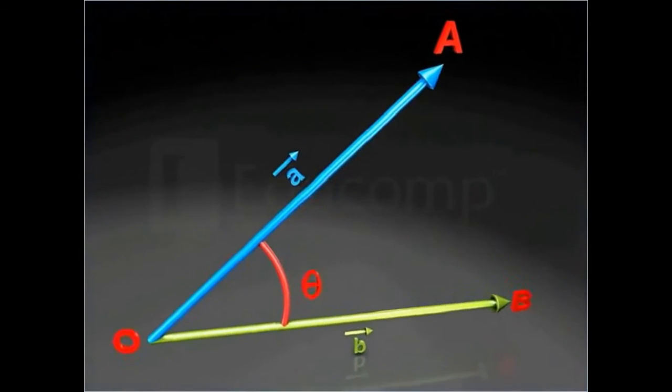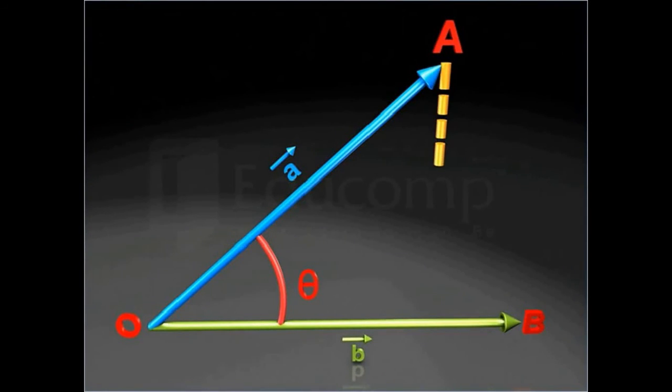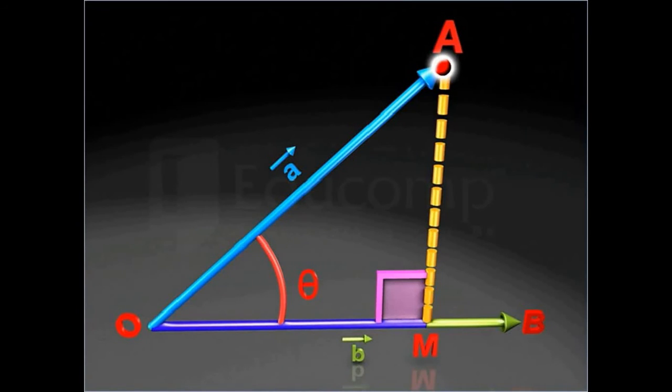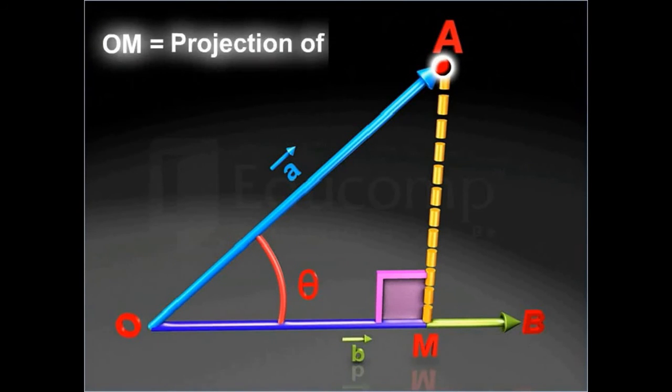The scalar product of vectors A and B can also be interpreted geometrically. If a perpendicular is drawn from the end point of vector A onto vector B, then OM represents the orthogonal projection of vector A on vector B.